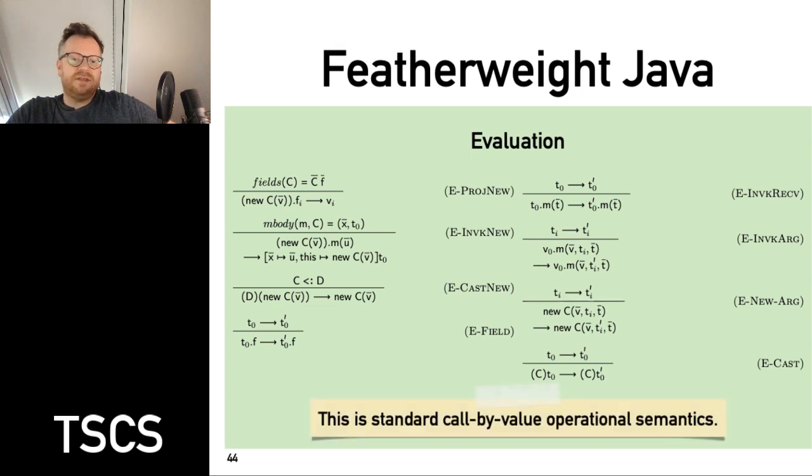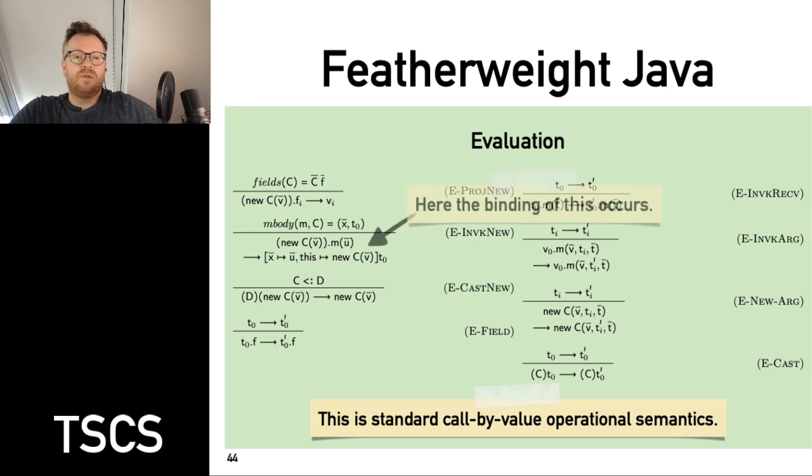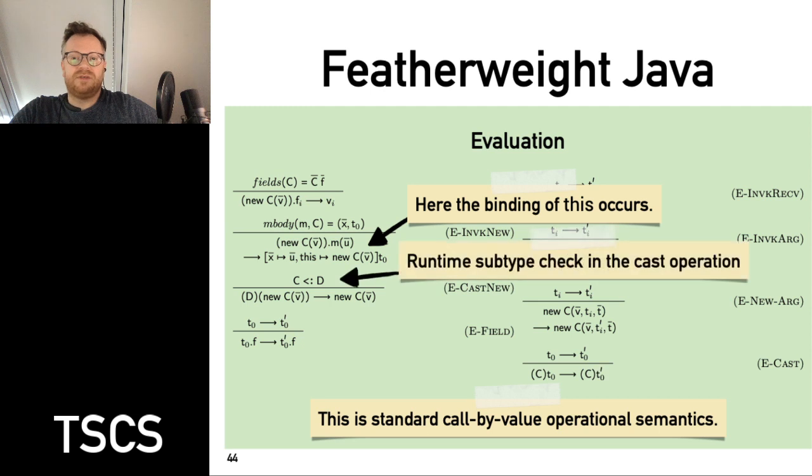And interestingly, this is standard call by value operational semantics. This is not something fancy. This is pretty standard, so this should match up with your expectation of call by value operational semantics. Yep, here the binding of this occurs. We already had that, and this is a runtime subtype check.